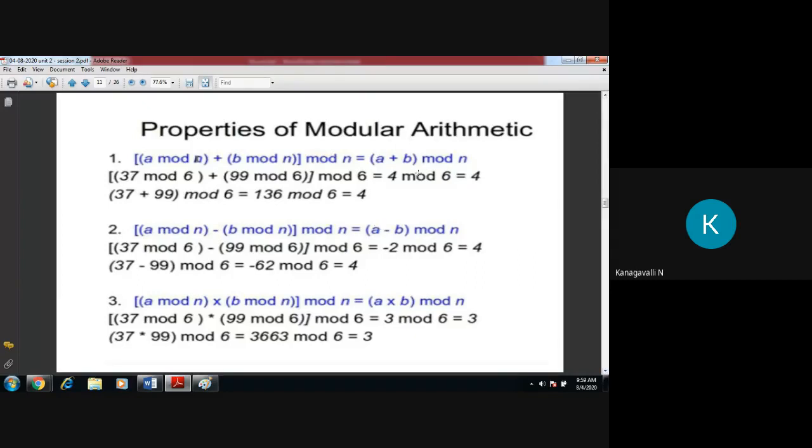See, check here, A mod n plus B mod n, then the total value of the result taken mod n, that is equal to A plus B mod n. Here I am taking an input as A is 37, B is 99, n is 6, right? At first, what is 37 mod 6? You calculate separately, right? 99 mod 6, take the remainder part. Then add these two things, then take the remainder mod 6, right? Then your result is 4.